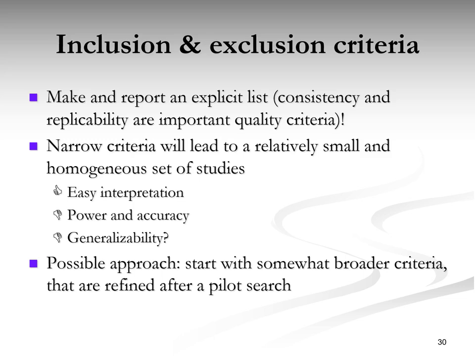This means that other researchers should be able to replicate or repeat your research and come to very similar conclusions. So therefore, it's important that you make clear what exact inclusion and exclusion criteria you used, so that if another person would do the search and the study selection again, that person will get exactly the same results.